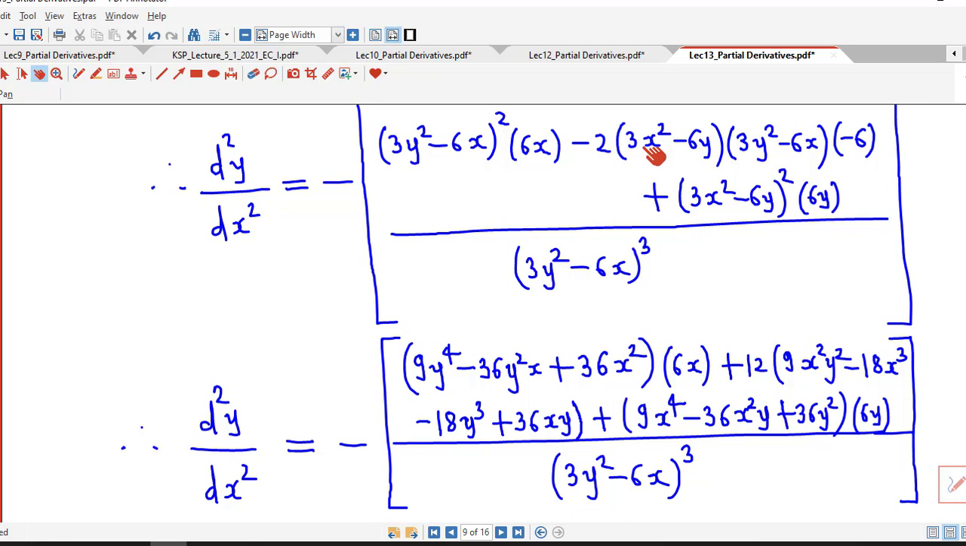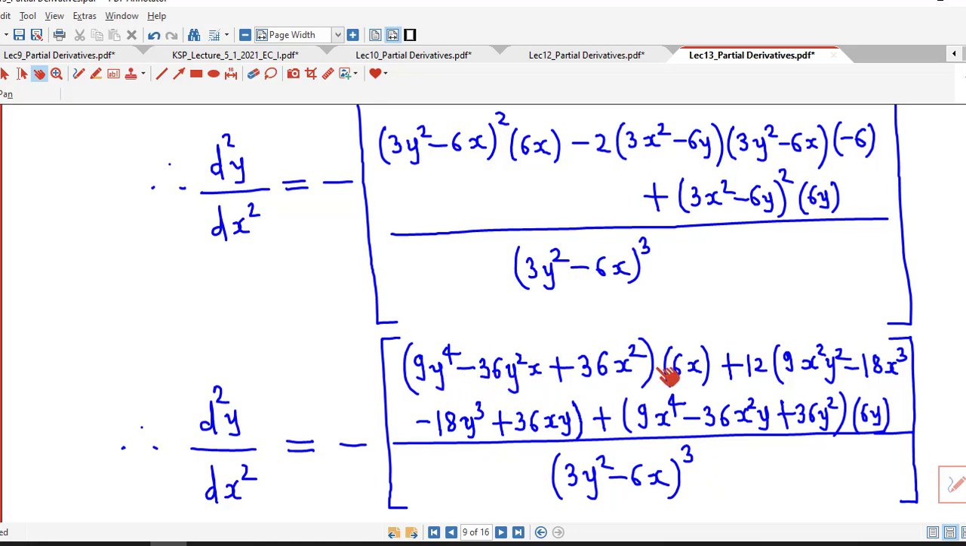6 into 3, 18x cube, and minus 6y into 3y square, which is minus 18y cube, plus 6y into 6x, which is 36xy, plus square of this term, which is 9x raised to 4 minus 2 into 3, 6 into 6, 36x square y, plus 36y square into 6y.